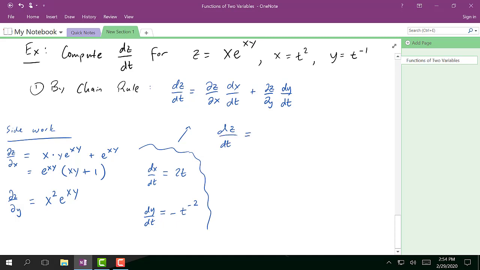So you get partial derivative of z with respect to x. So we get e to the xy times xy plus 1 times dx dt, which is 2t, plus now x squared e to the xy times negative t to the negative 2. Alright, so we'll pause here for a second just to note that we have x's and y's right here, and we also have t's, which is not necessarily what we want for a final answer.